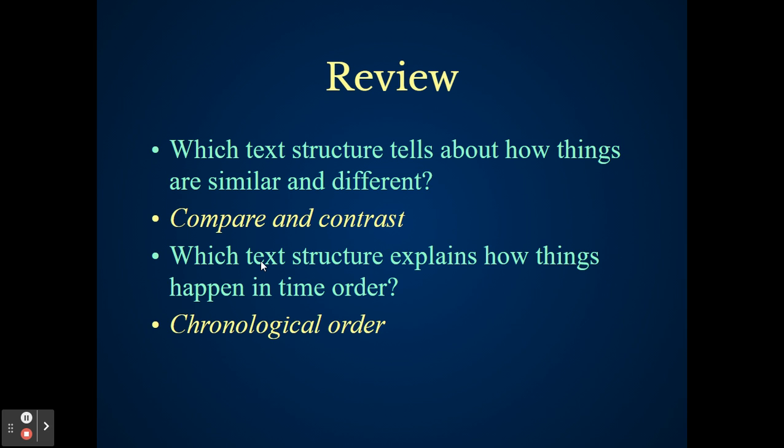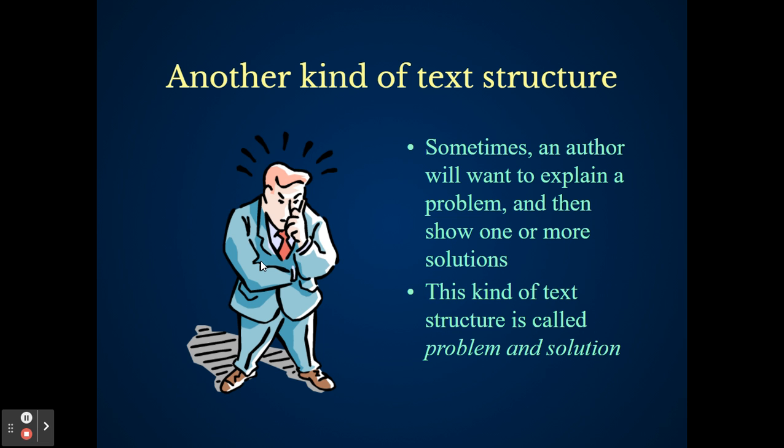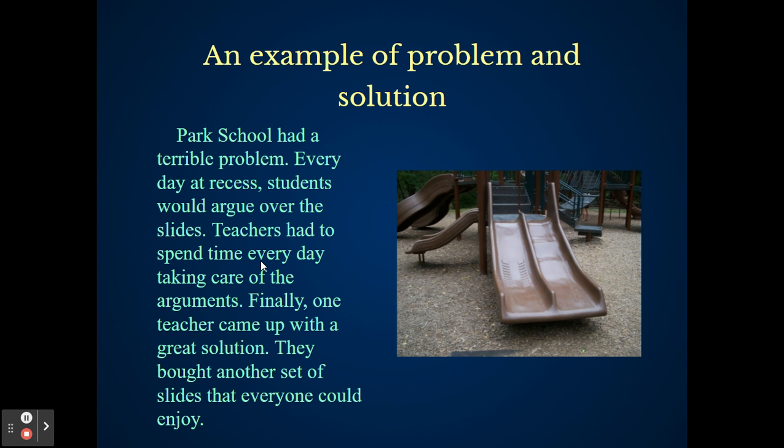All right, go ahead, review about what we just talked about. So when we're talking about how things are the same and different, we're comparing and contrasting. Then when we're talking about how things happen in a certain order, chronological order. All right, here's another one. It's called problem and solution. And in this text, you're looking for the problem in the story, and then how do they fix it?